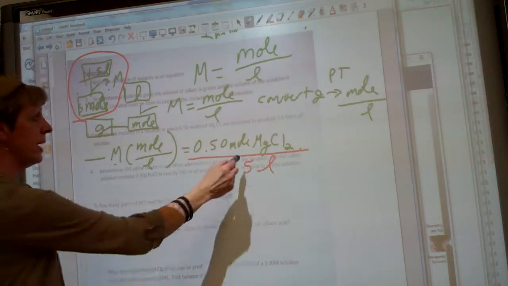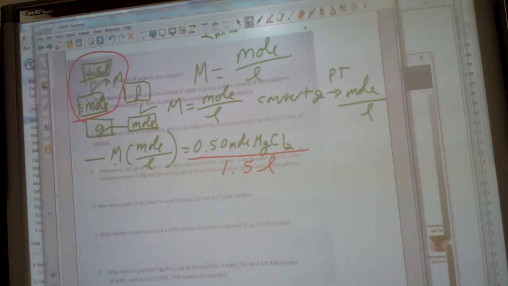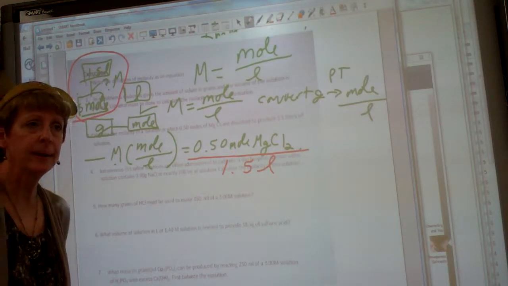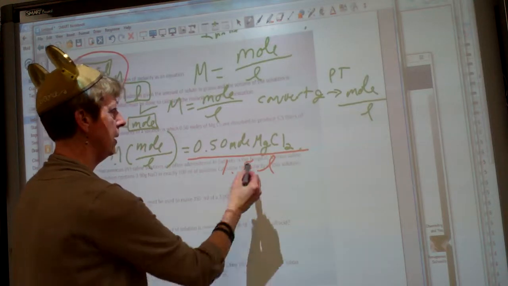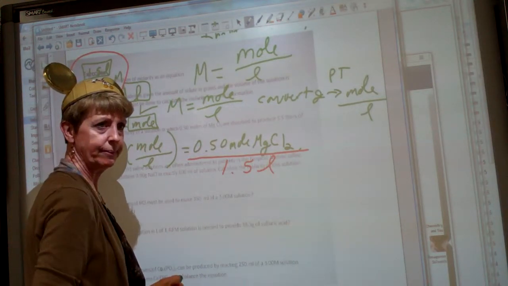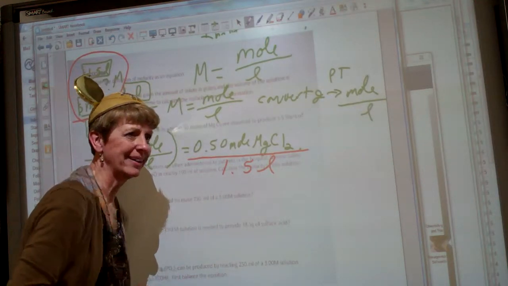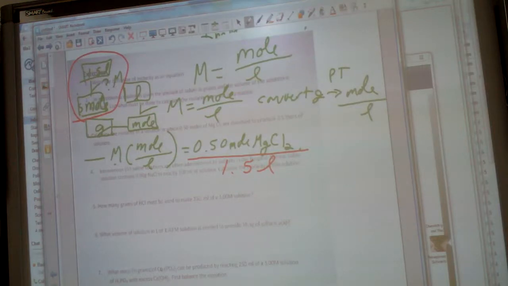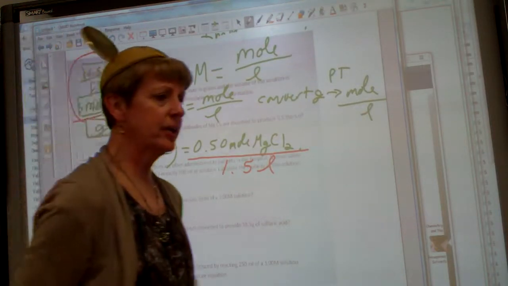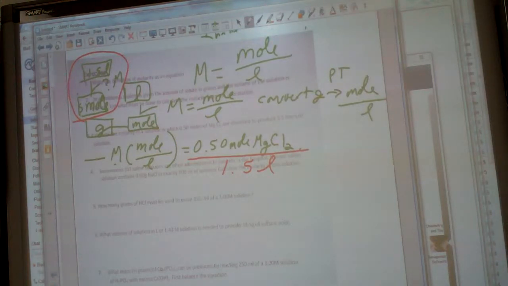Okay, look at the label. I'm going to have moles over liters. What does that label say? Liters. That's a liter. No, above. Moles of magnesium chloride. I thought it said milliliters. Okay. Good job. Here we go. Final answer. Got to get those calculators warmed up today.